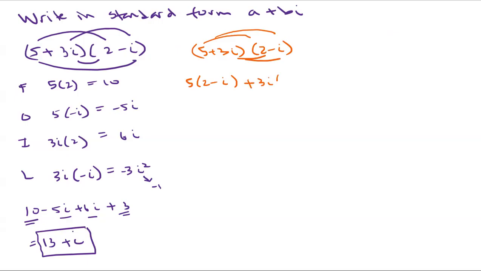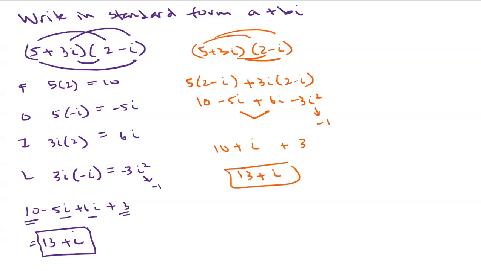So plus 3i times 2 minus i. Okay, so then I get 10. Then I distribute this. I get 10 minus 5i plus 6i minus 3i squared. Okay, and again, i squared is -1, so that gives us a positive 3. And then these two will give us i, and then we have the 10. So we get 13 plus i. Okay, so a different process, but we get the same result.